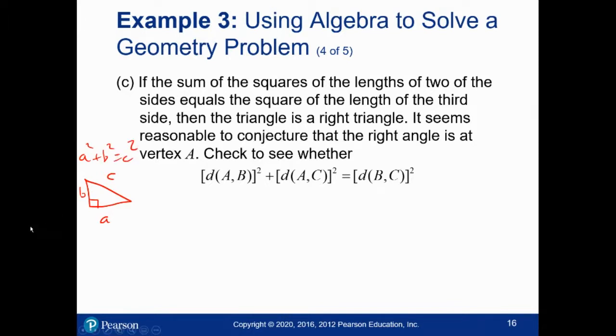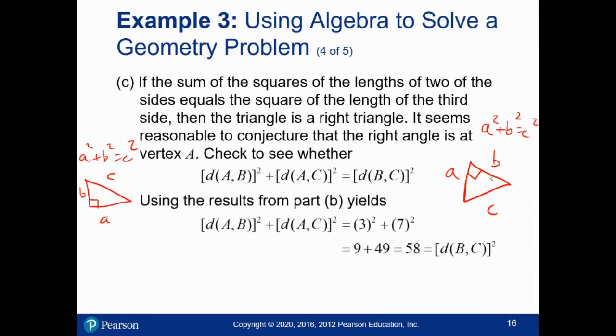But the converse is also true. If you have a triangle, and I just label sides a, b, and c, if a squared plus b squared happens to equal c squared, well then yes, I have a right triangle and the hypotenuse is c.